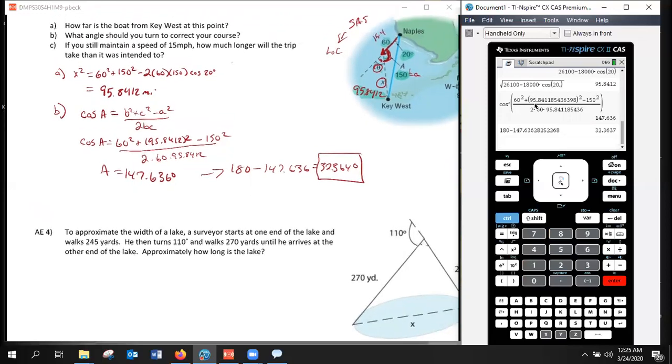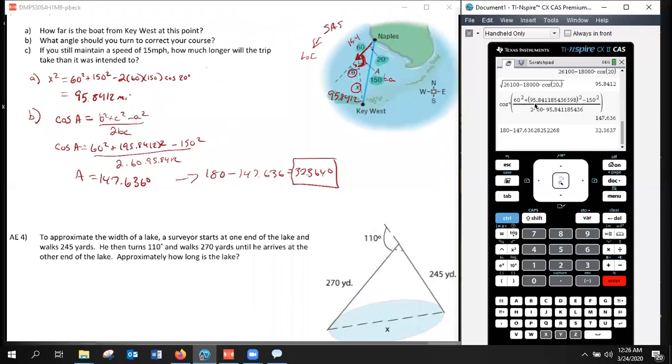And then last but not least, if we still maintain a speed of 50 miles per hour, how much longer will the trip take than it was intended to? So the first thing that I need to do, and I'm going to change colors just so I can see it a little bit differently: what was the trip intended to take? So the distance is 150. And if you remember, time equals distance divided by the rate. So time would equal 150 over the rate, which was 15. So it was originally supposed to be 10 hours, a nice even 10 hours.